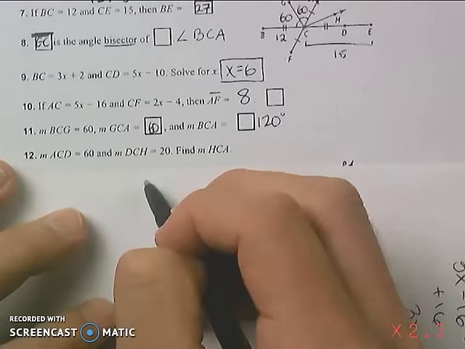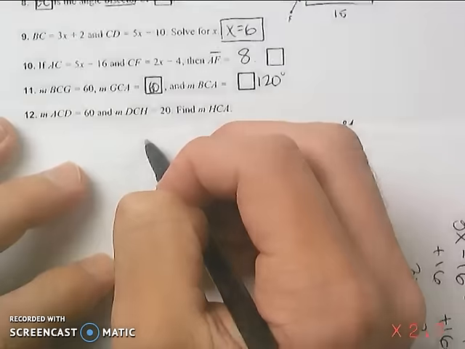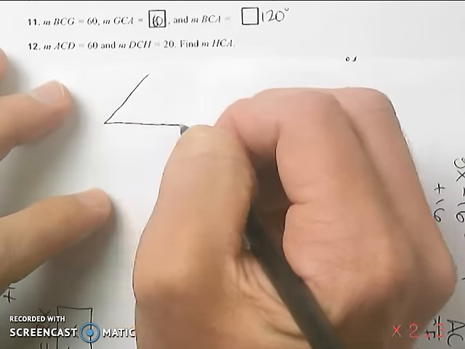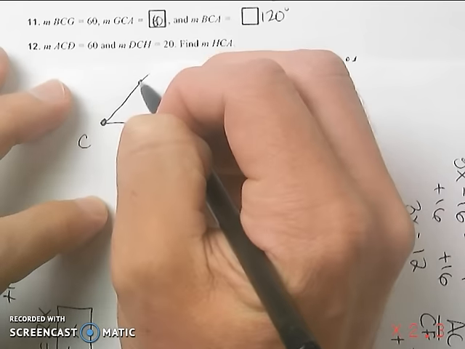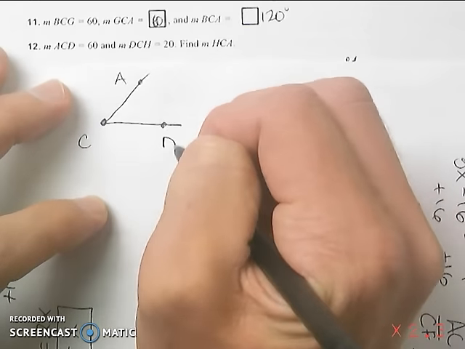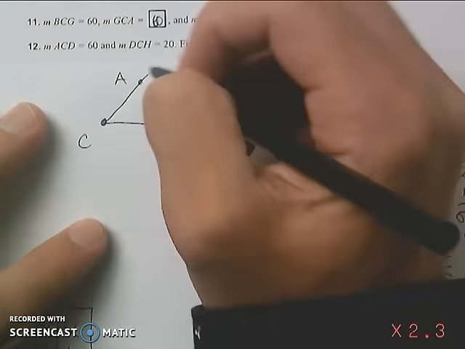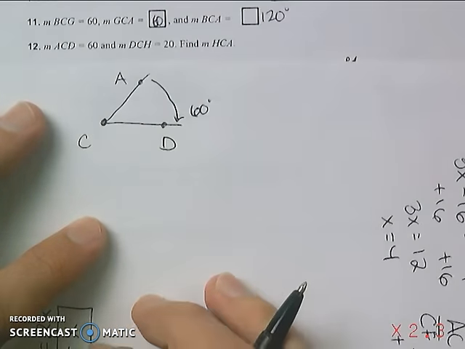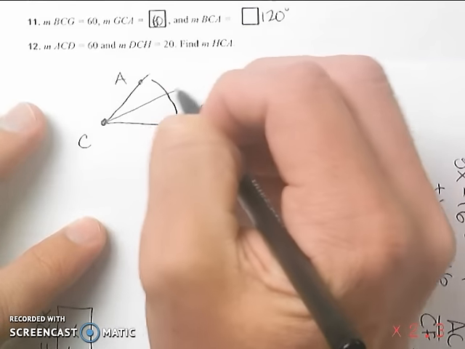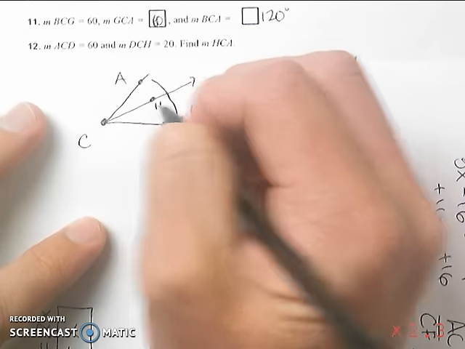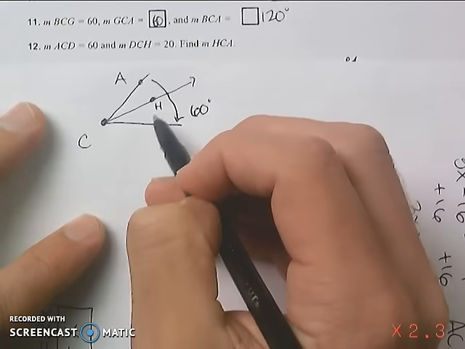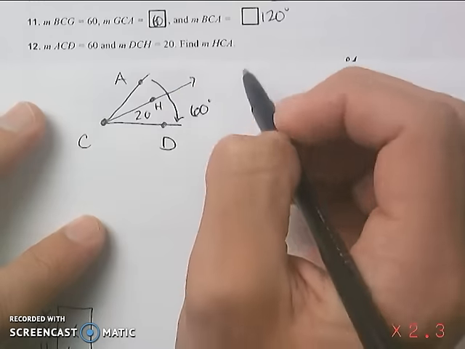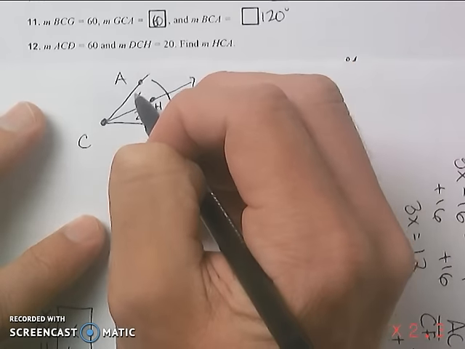But we're going to move it up a little bit so we're not going to see the picture anymore. So I'm going to draw the angle. Here's ACD is 60, so from here to here is 60 degrees. And then there's a line that's kind of coming through this here at H. And it says DCH is going to be 20 degrees. What is HCA? So what's this X?